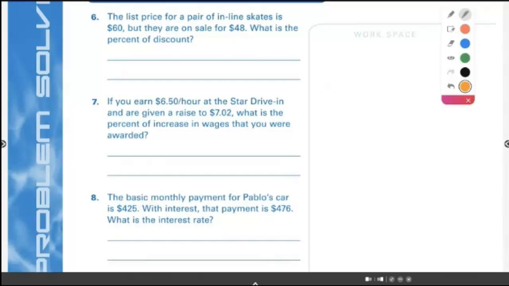Number 6, the list price for a pair of inline skates is $60, but they are on sale for $48. What is the percent of discount? Okay, so remember I said when you want to find a percent, you divide, but this says percent of discount. So first we have to figure out how much our discount is.